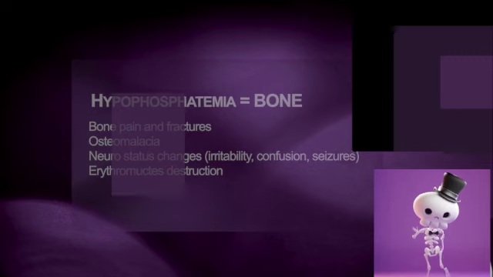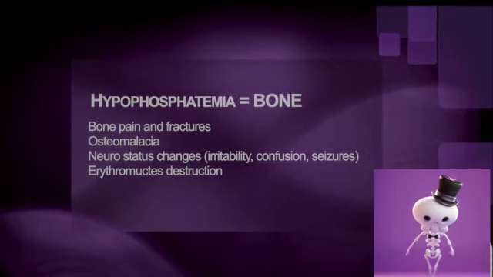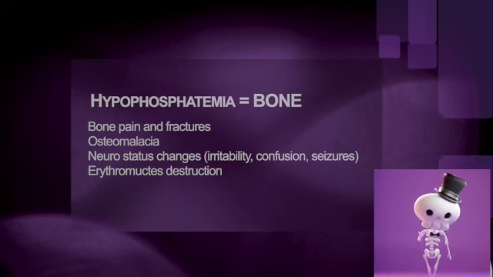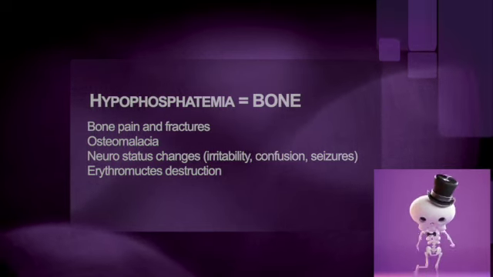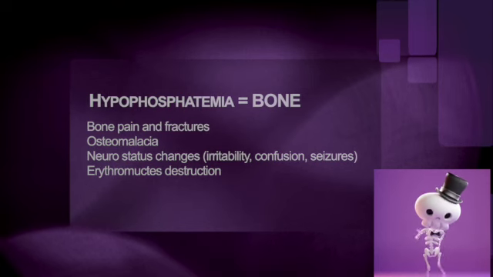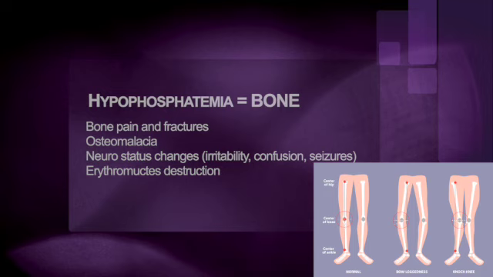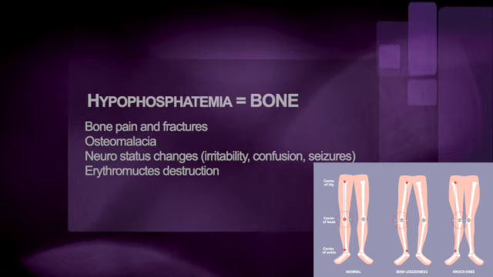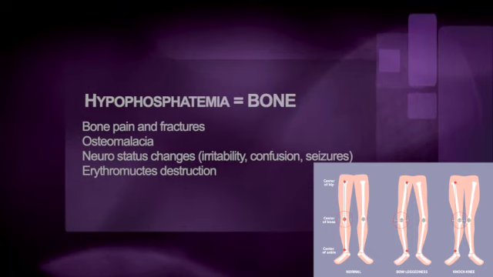Now let's look at the signs and symptoms of hypophosphatemia. To help you remember the signs and symptoms, let's remember the word bone, because phosphate is huge with our bone health. B is for bone pain and fractures. O is for osteomalacia, and this is where you have softening of the bones. Whenever you have this, especially in children, it can affect their growth, making them shorter, and it can also result in bowing of the legs and how the bones are formed.